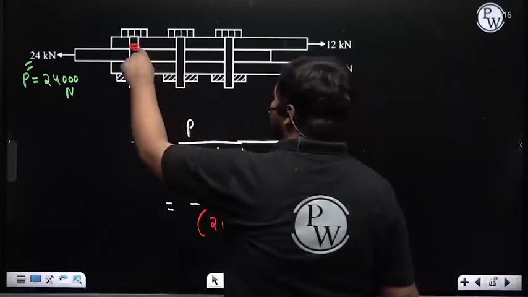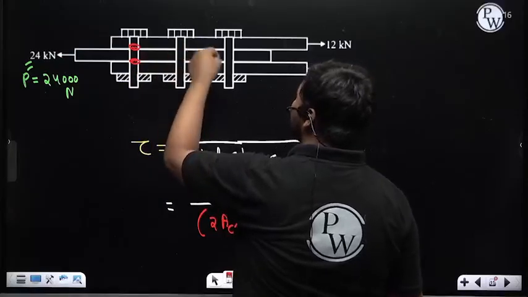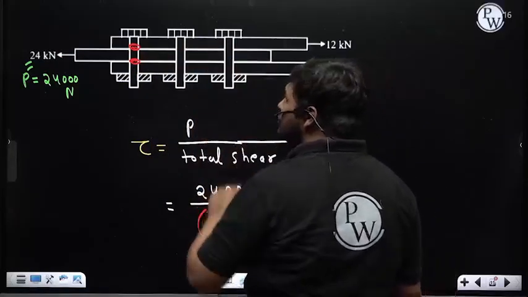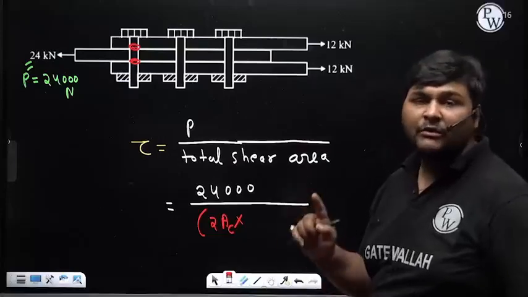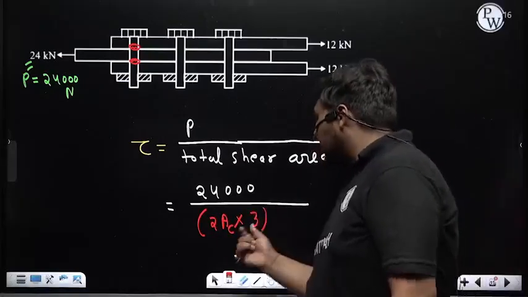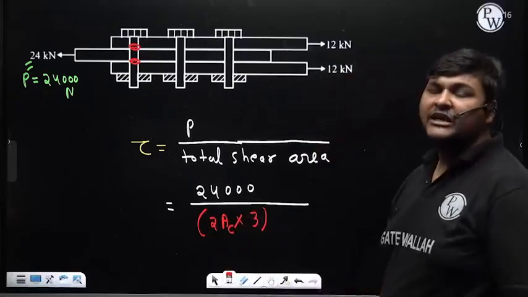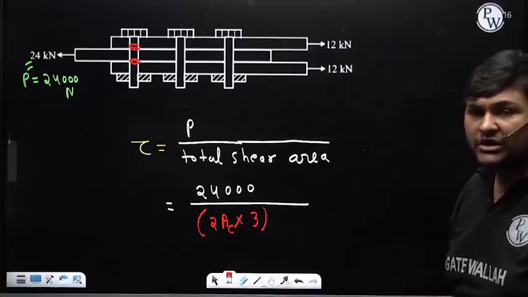Now the total shear area. Here from two cross sections shear failure is occurring. Similarly the shear area of this bolt will also be 2 AC. The shear area of this bolt is also 2 AC. So the total shear area will be 2 AC plus 2 AC plus 2 AC, that is 2 AC into 3, the shear area of one bolt into the number of bolts. So this is the expression of direct shear stress in the cross section of the bolt.